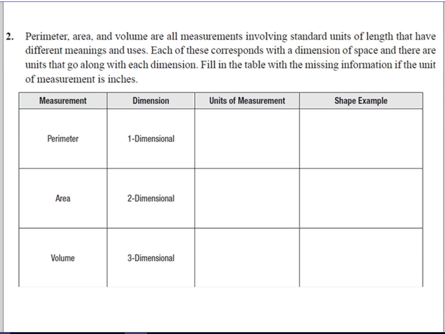our area, our perimeter, and our volume here, we have perimeter equaling 1-dimensional, area equaling 2-dimensional, and volume equaling 3-dimensional. For the units, it asks us to use inches as our example. So it would be a single unit of inches when we're going around the shape. For perimeter, or again, if it's a circle, we call that the circumference.